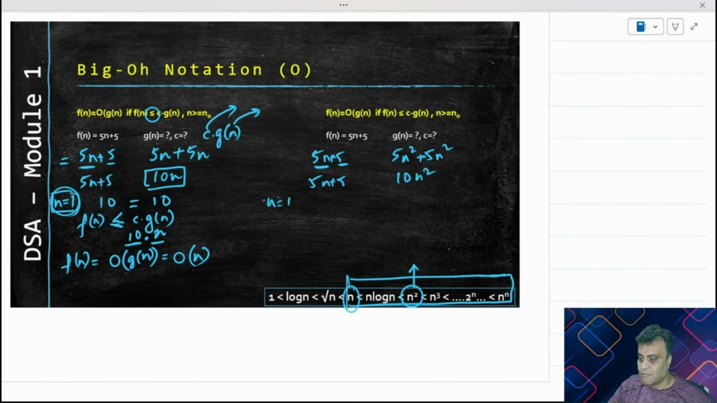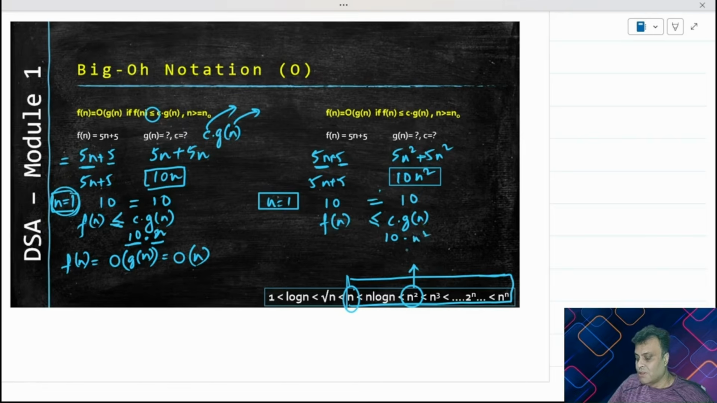Put n equal to 1. As soon as you do that, this becomes 10, and we have 10 on the right side also. So what did you satisfy? You satisfied that f(n) is less than or equal to c times g(n). And what is your c? Remember, we have 10n square, so c is 10 and g(n) is n square. So what can you write therefore? That f(n) is big O of g(n), which means f(n) is big O of n square.